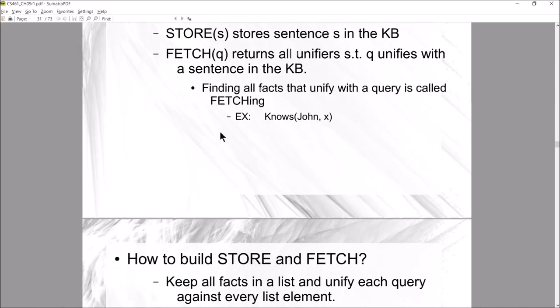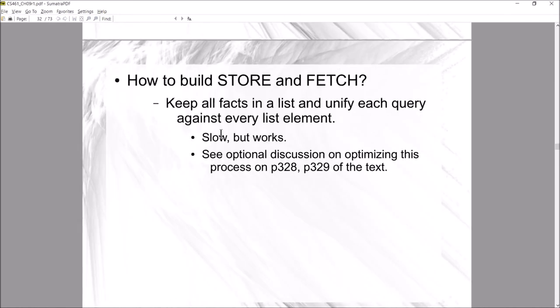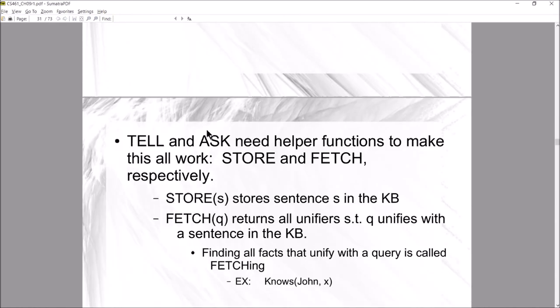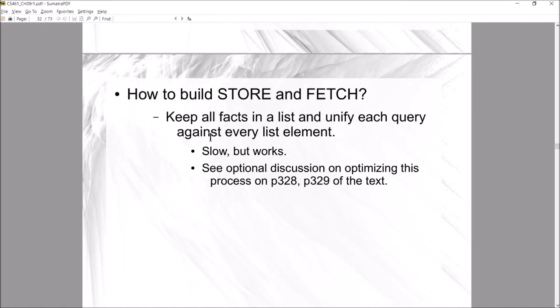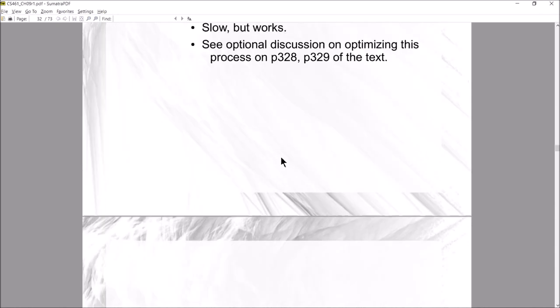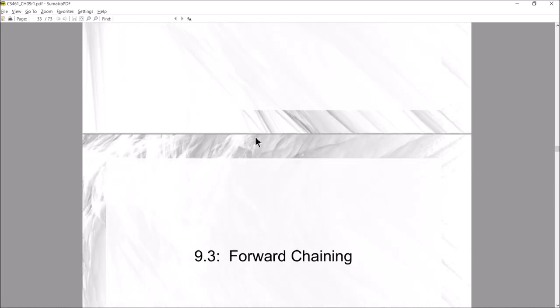The last little bit of 9.2 just talks about how tell and ask use some additional helper functions. Forget about it, we won't worry about it. The textbook even says so: on first reading, you don't have to worry about it. You don't need to know anything. This is only if you want to make this process more optimized, where they go into a discussion on it. And we won't worry about that in the interest of time.